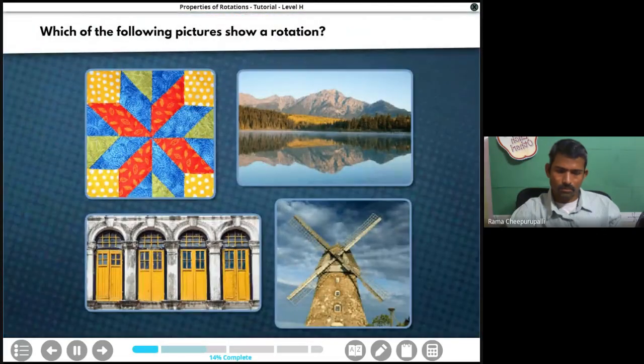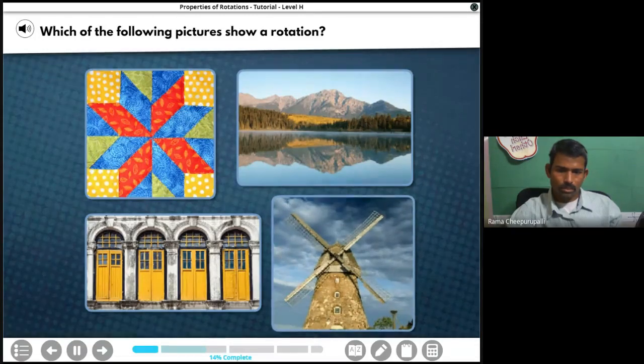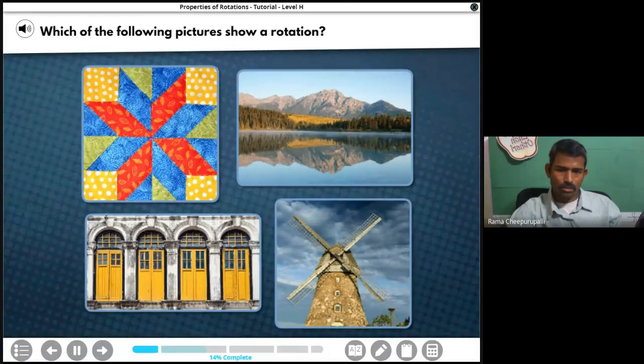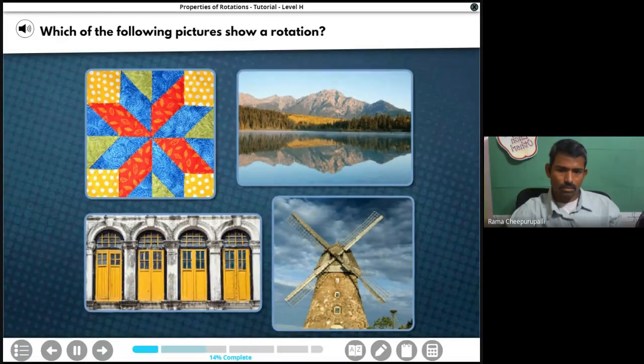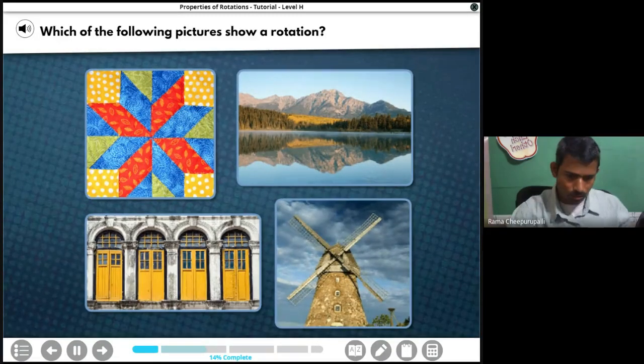Thanks for breaking that down for us, Miss Brandy. You're right, rotations are everywhere. Which of the following pictures show a rotation? Okay, I want you guys to identify which one is a rotation. This is A, B, C, D. Which one do you guys think is the rotation?